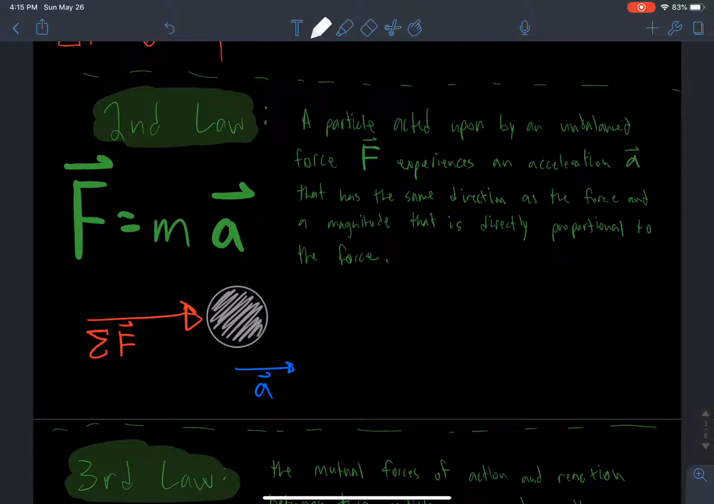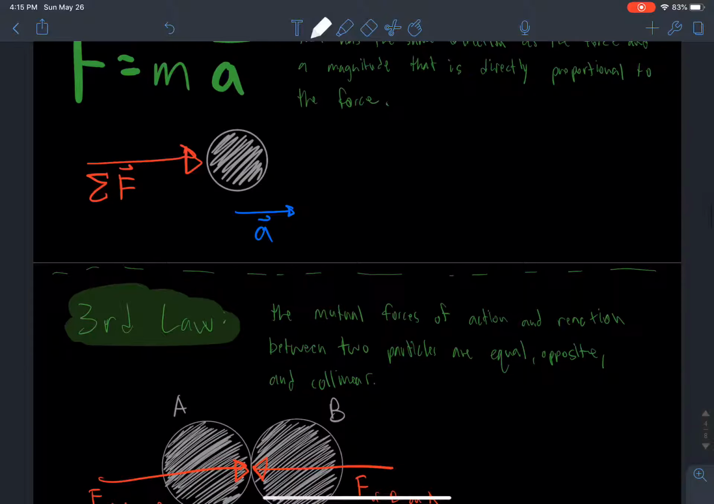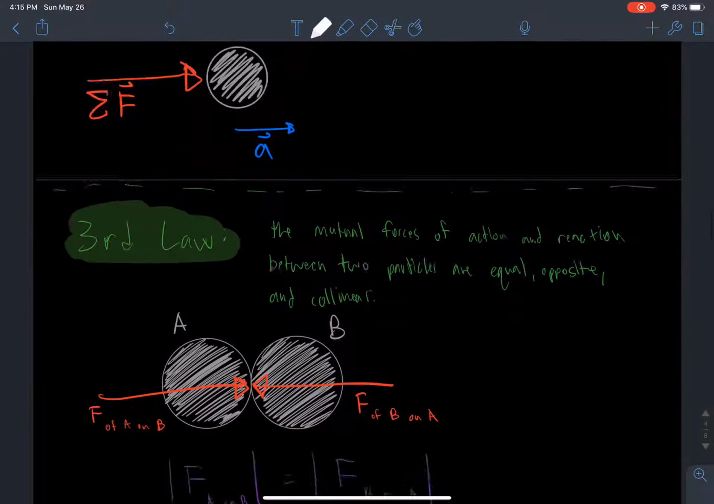And right here, we've got an illustration of that. So this particle has mass right here, and it's acted on by a force, and the acceleration is going to be in the exact same direction, and it's going to be to the right. In this case in particular, it's to the right. It's going to be the same way as the sum of the forces every time.